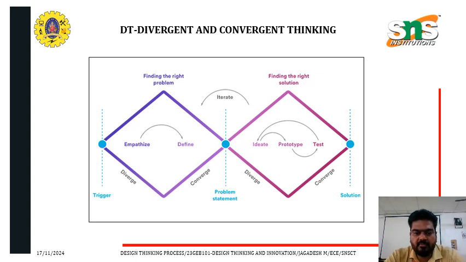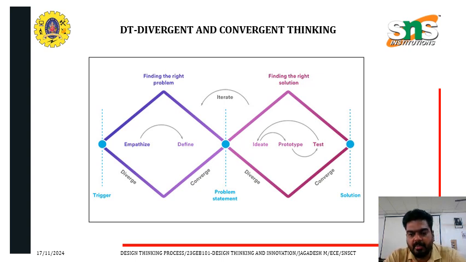And when you come to the define part, in empathy we collect so many problem statements, and in define we are cutting down, narrowing down the empathize part to a single point. That's why it is called define. So in the define part, the wider becomes narrow. That's why it's called convergence.